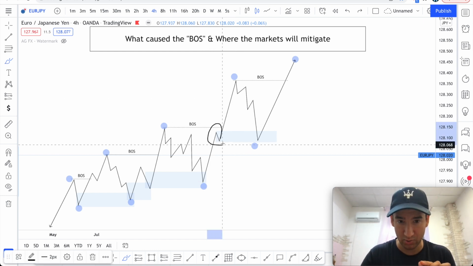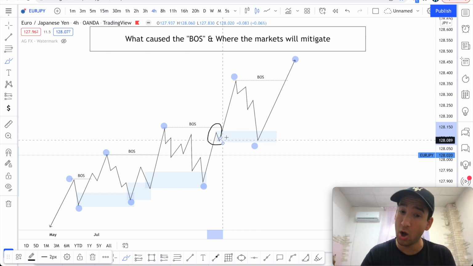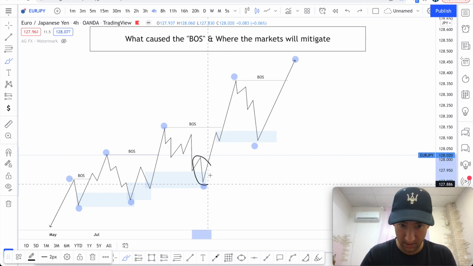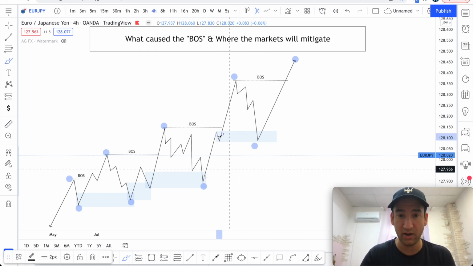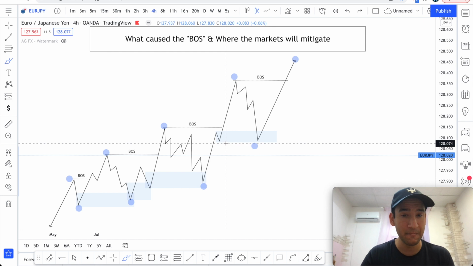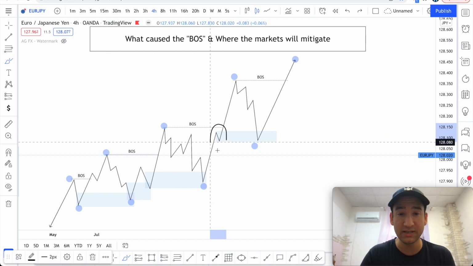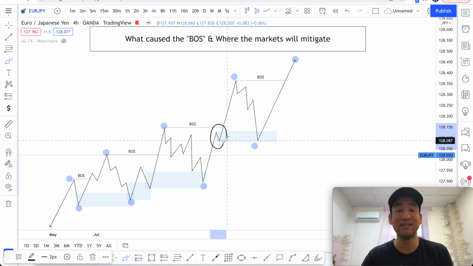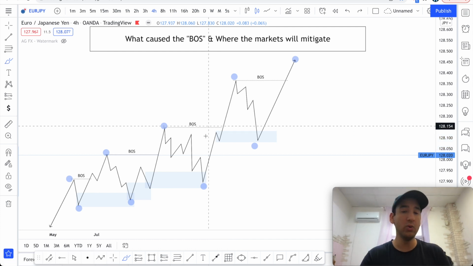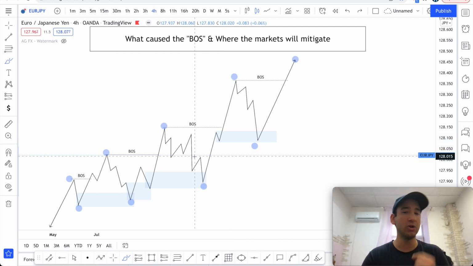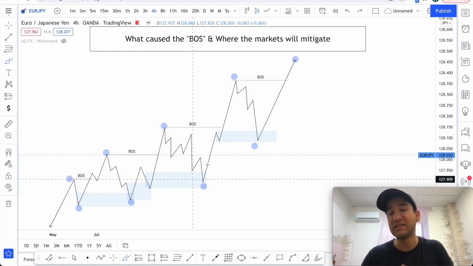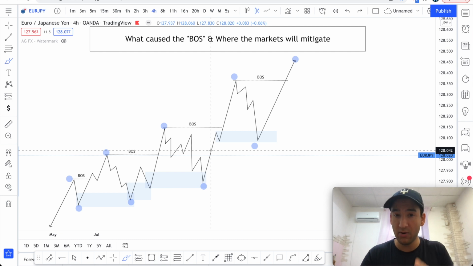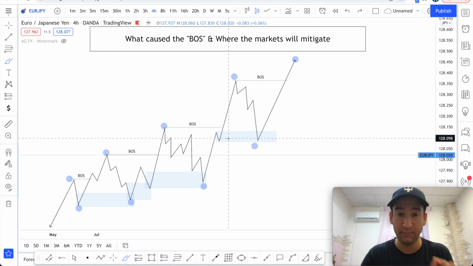Now, I'll tell you why this is the actual break of structure, why this is the actual cause instead of this scenario down here. The reason why this is the area that caused the break of structure is because this extension actually did something. When we're looking to trade, when we wait and we're patient, waiting for those breaks of structure to happen, we need to see which area actually broke that structure. What caused that break of structure?